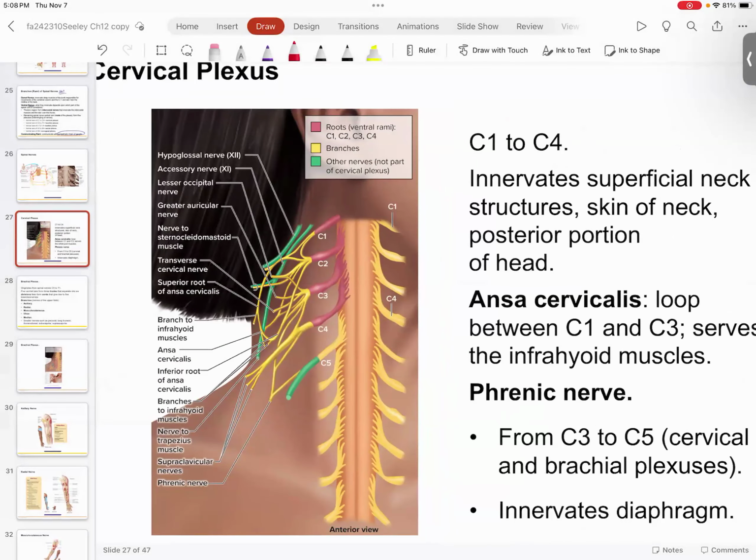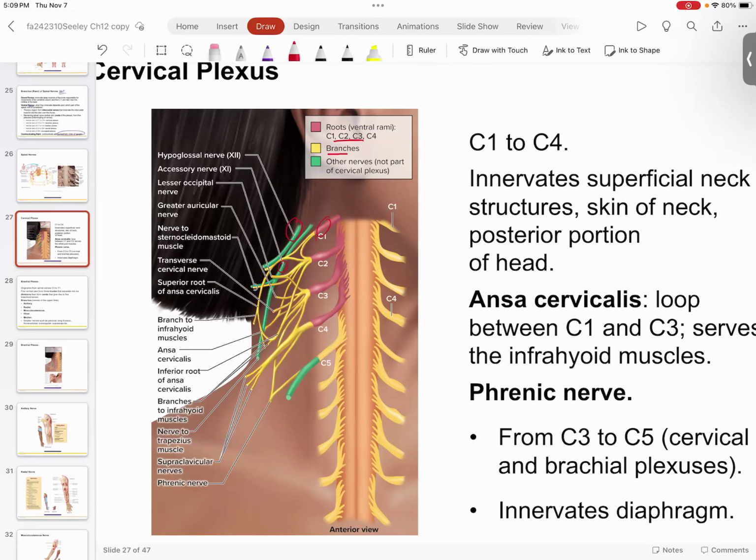The cervical plexus, which goes from C1 to C4, basically serves the skin of your neck and the posterior portion, the back side of your head. You can see, first of all, that from the ventral ramus, the roots come out. That's in red. Then you'll see the branches in yellow as they split and merge and split and merge. The green is other nerves that pass through that aren't necessarily associated with it. For instance, up here you have the hypoglossal nerve and the accessory nerves, some of the cranial nerves moving through here that aren't associated with the cervical plexus itself.